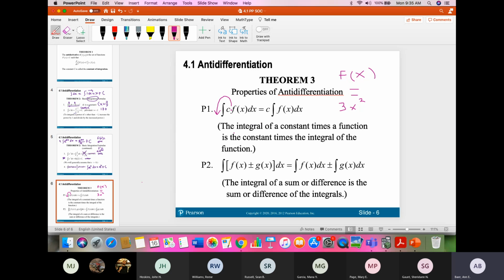So if I reread this again, the integral of a constant times a function is the constant, which means you can take this constant out in front, and that constant c is like 5 million or negative 600,000 or whatever. You could bring it out front. It has to be a constant multiplier to do that, though. So the integral of a constant times a function is that constant times the integral, which is this sign, of the function.